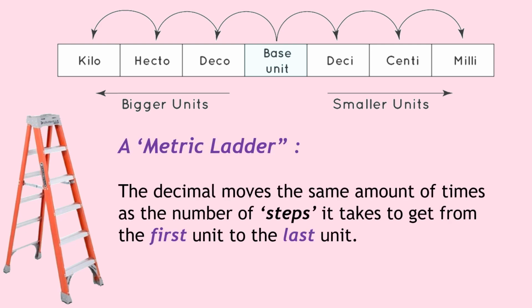Now, some students, in trying to visualize this, find left to right or decimal points aren't as helpful, so maybe looking at a metric ladder can be a good way to proceed. The decimal can be said to move the same number of times as the number of steps it takes to get from the first unit to the last unit. So if you go up one step, that's like 1 power of 10, 10. But if you go up 2 steps, that's like 10 times 10, 100, and so on and so forth.